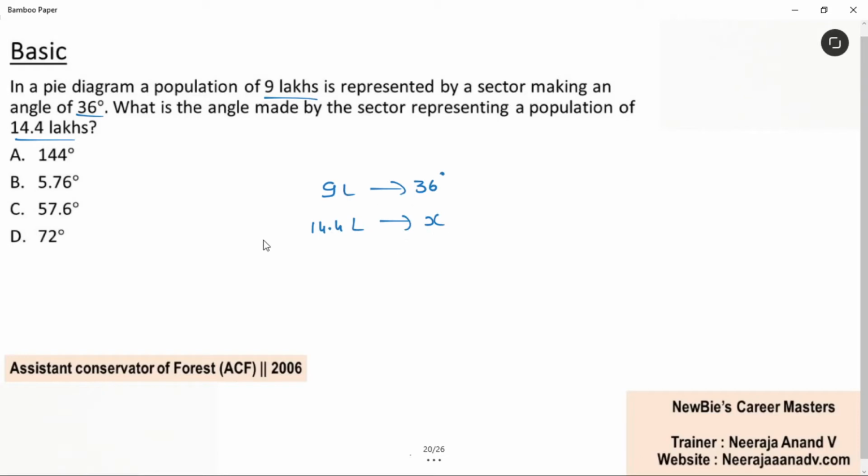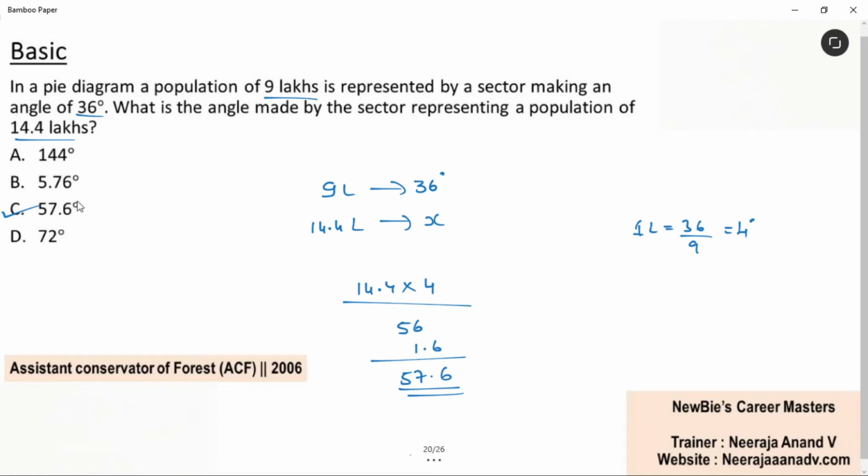Just cross multiply it and get the answer, or else just come to 1 lakh. 1 lakh is 36 divided by 9, 4 degree, correct? What about 14.4 lakh? That means 14.4 into 4. Simple. 14 4s are 56. 0.4 into 4, that is 1.6. Answer is 57.6. That's it. So, option C is the answer for this question. Be careful. See, 57.6 degree is the answer, not 5.76 degree.